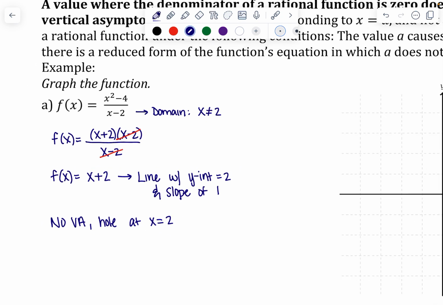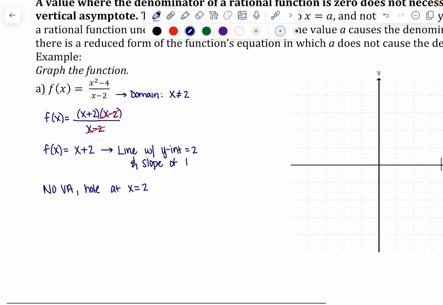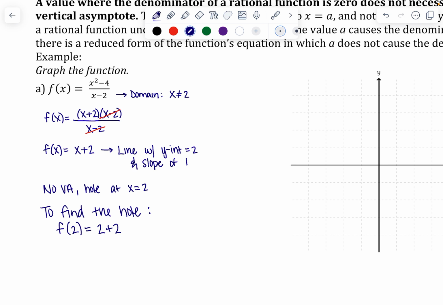Now, when we're graphing by hand, it's helpful if we can be more specific with that hole. So to find the hole, we're going to plug that back in. So we have f of 2, and we're going to plug that into our simplified expression. So 2 plus 2, which is 4. So our hole is going to be at the ordered pair 2, 4.